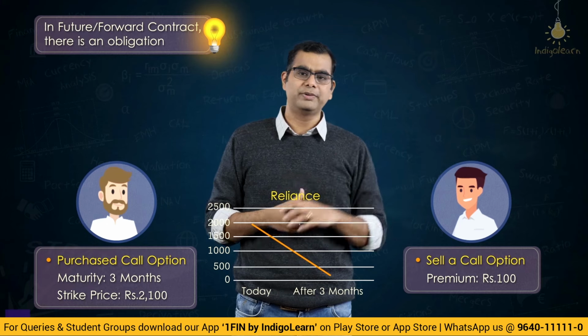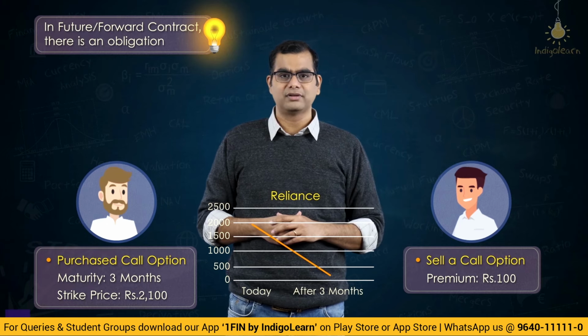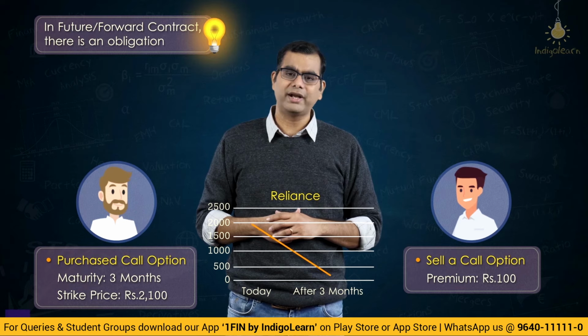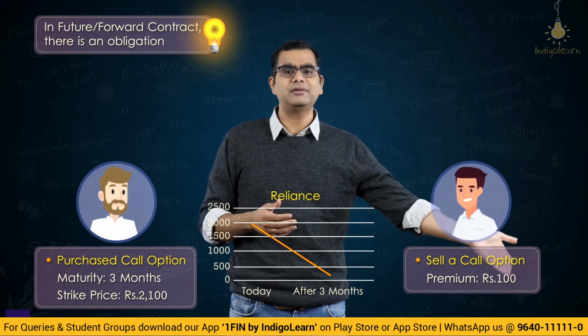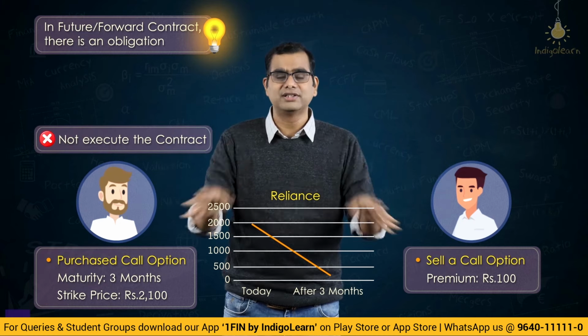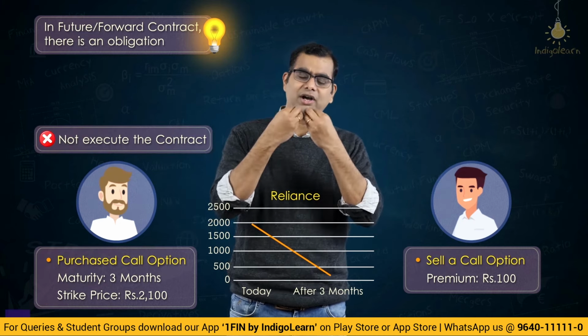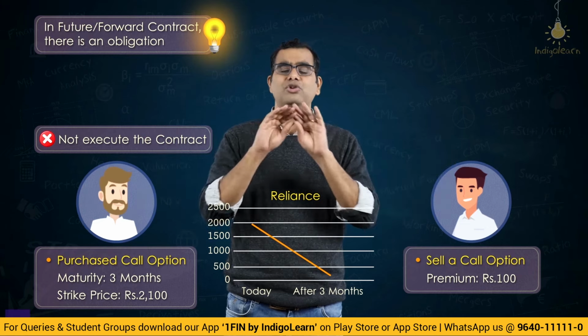Reliance came down to 100 rupees. Okay, you have a right to buy at 2100. Will you exercise the right or will you keep quiet? Of course, why will you buy something at 2100 when it is available at 100? You will say, forget this particular contract, to hell with this contract. I have paid 100 rupees, chalo, let me lose the 100 rupees. I don't care about the 100 rupees, so I have lost only 100.